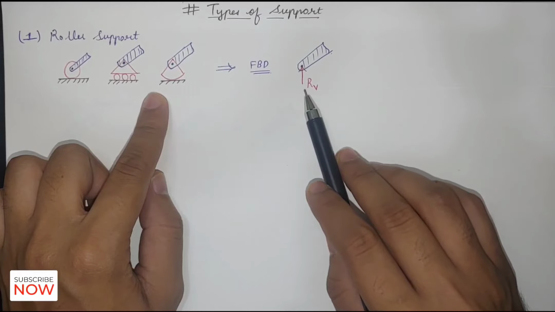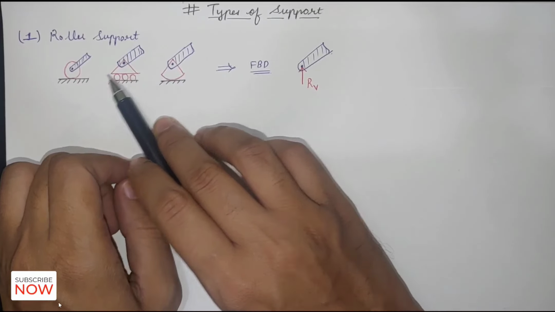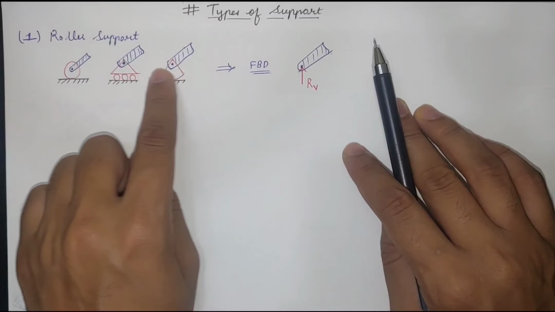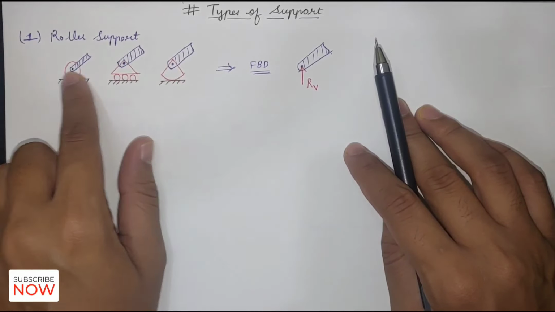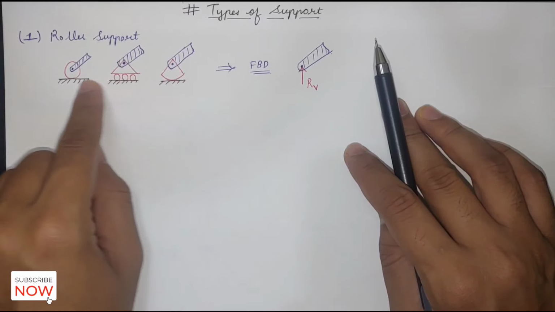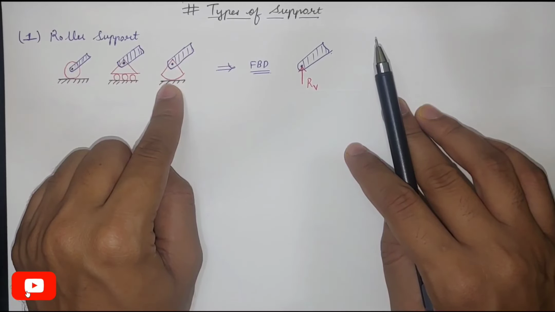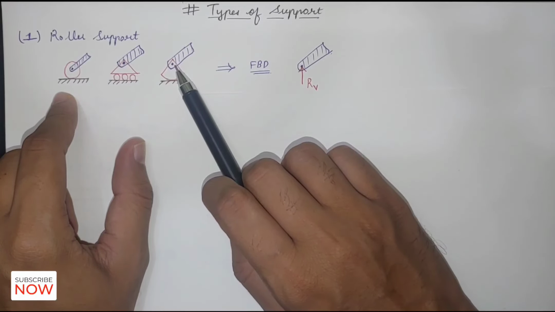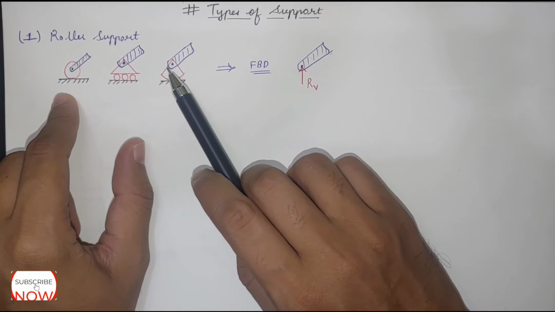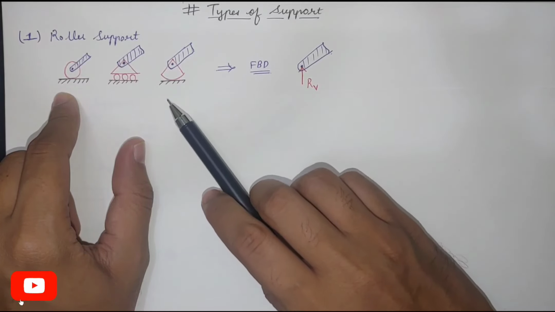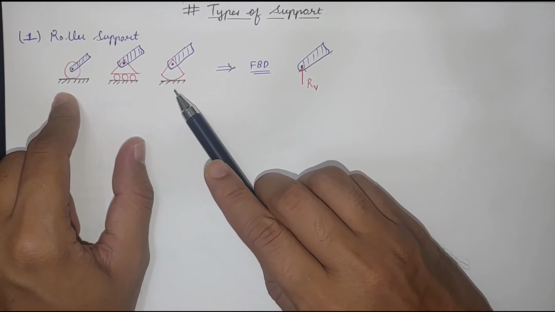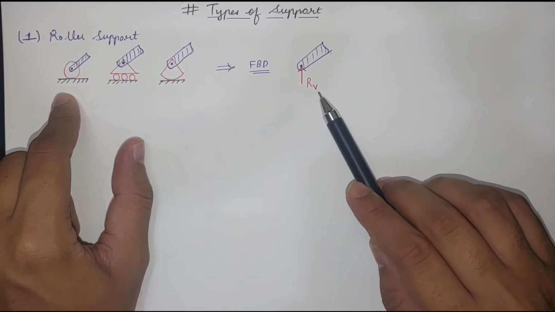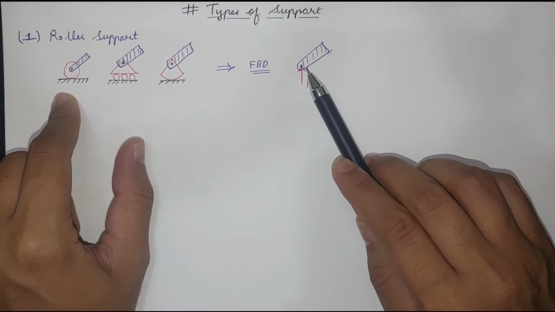In the free body diagram we just have to show a vertical reaction, because this type of support does not give reaction in the horizontal direction. Whenever there is a movement or force in the horizontal direction, it will translate in the horizontal direction, so there will be no reaction force generated on this pin support. So it is free to move in the horizontal direction, but it is bound for motion in the vertical direction, so there will be a vertical reaction at this pin joint.